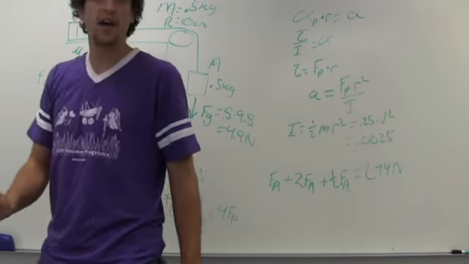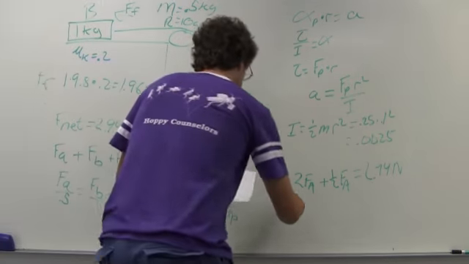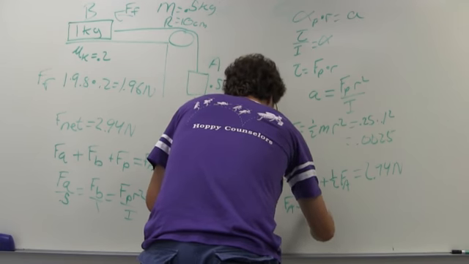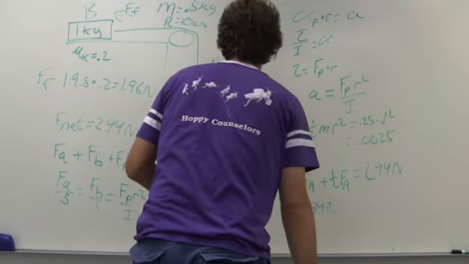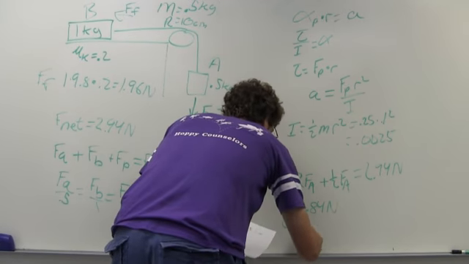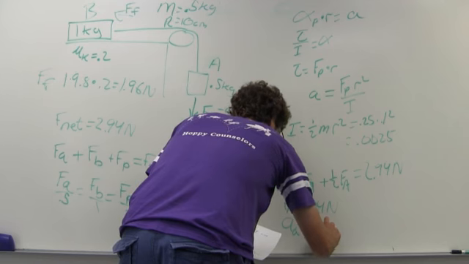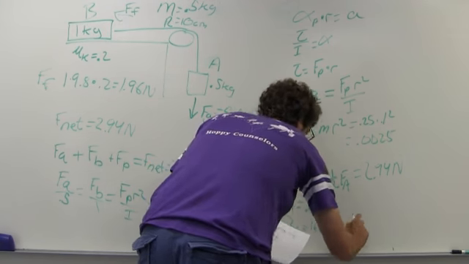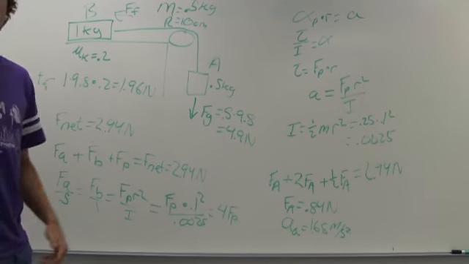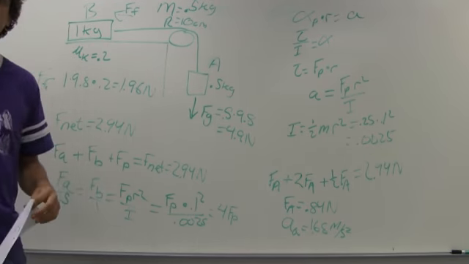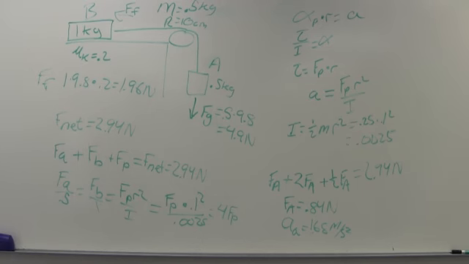We solve that for FA, and we get FA is equal to 0.84 newtons, which also tells us that the acceleration of A is 1.68 meters per second squared. Now, if we solve for the other ones, we get the same acceleration, which is good, because they should all be the same, since they're connected. And that is the acceleration of the blocks.